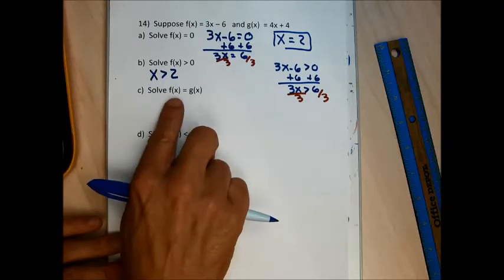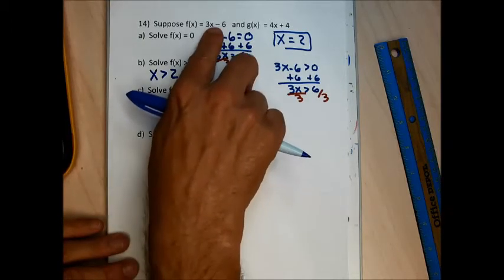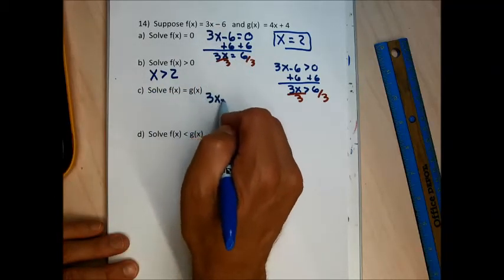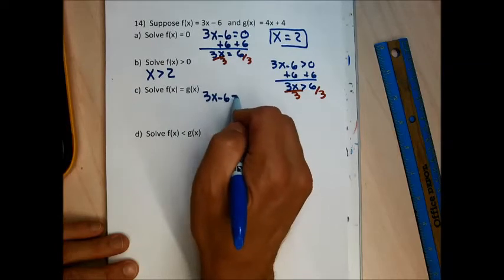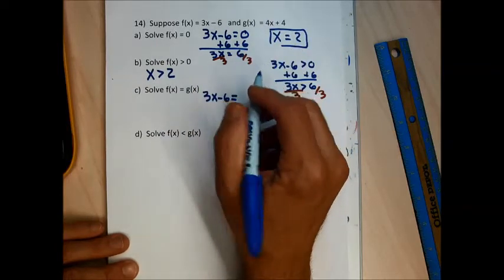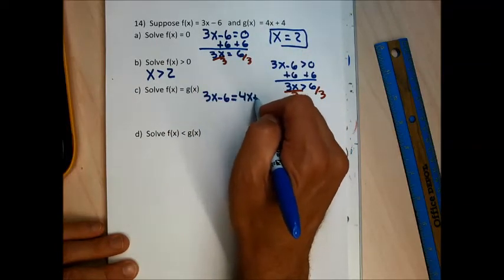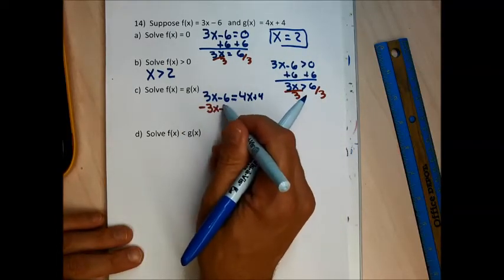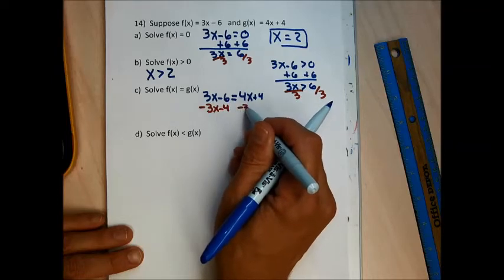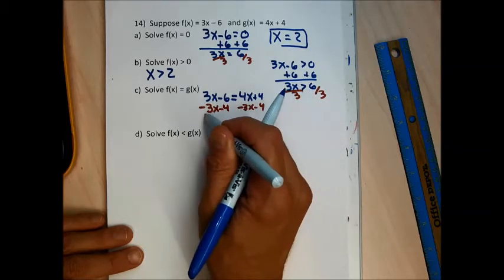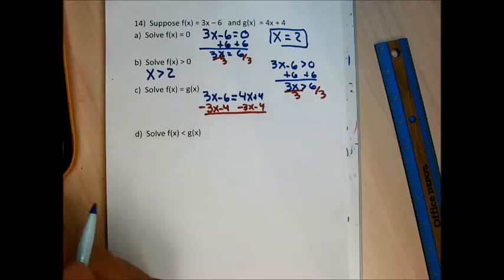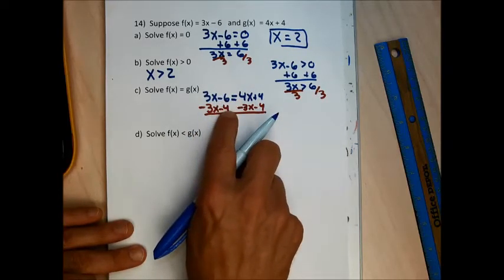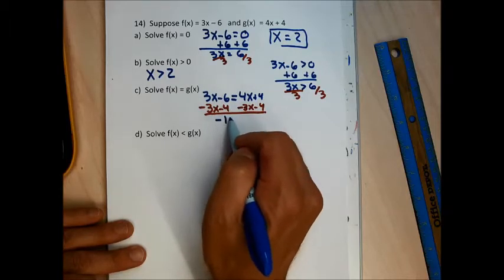For part C, setting f of x equal to g of x, I replace for the f of x 3x minus 6. I leave the equal sign, and in place of the g of x, I put 4x plus 4. It's easiest for me to minus 3x and minus 4 from both sides to get my x solved for. If I minus 3x from the left side, the 3x's cancel. If I minus 4 from the left side, the numbers are both negative. I add them and keep them negative.